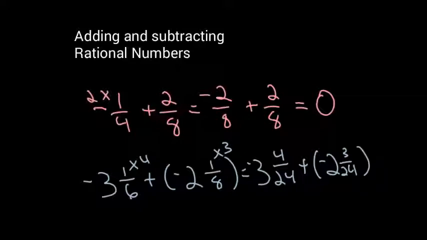So now my signs are the same, so I can just add those. So negative 3 plus negative 2 is going to give me negative 5, and then 4 plus 3 is going to give me 7. So I get negative 5 and 7/24ths as my answer.